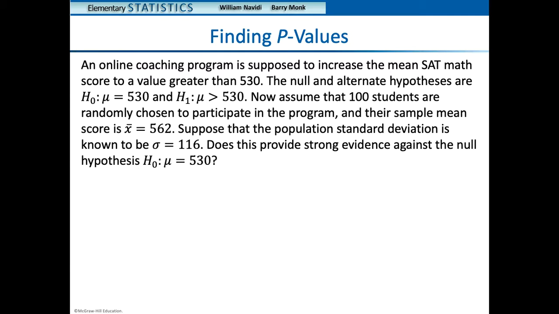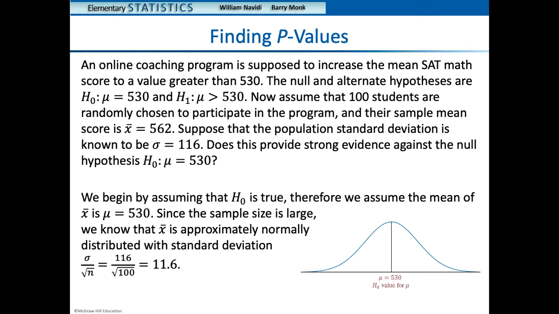If that probability is really small, then we'd probably say, okay, the more likely scenario in that case would be that the sampling distribution is not centered over 530, but something bigger than 530. If that probability is pretty large, then we would be more likely to say the null hypothesis is true. Okay, so how do we do that? Again, we always begin by assuming that the null hypothesis is true.